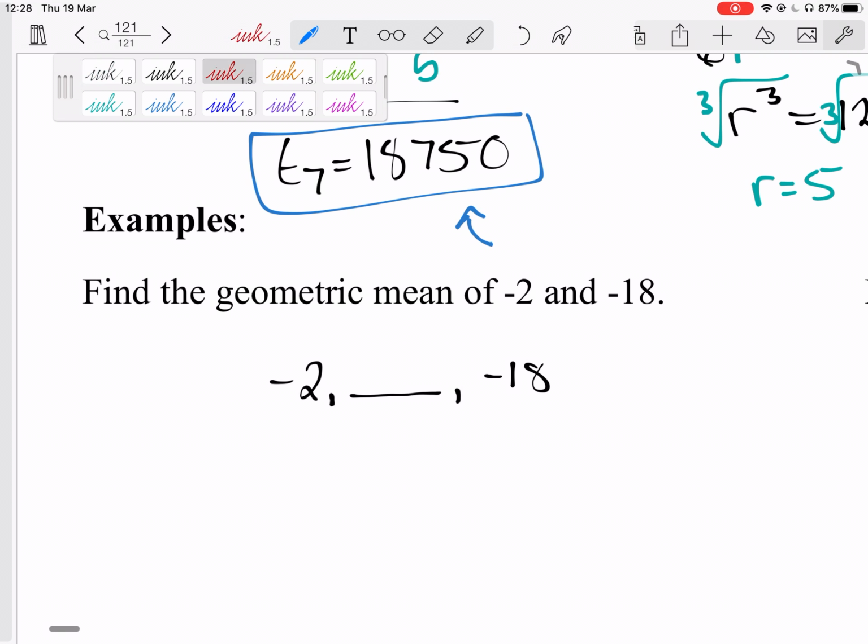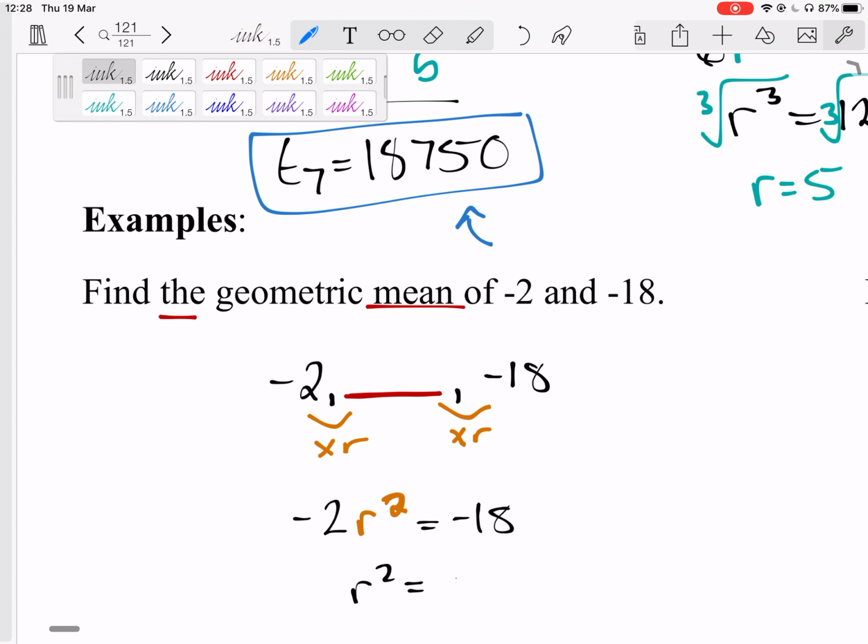All right, so here they want us to find the geometric mean in between -2 and 18, so I've got my one little space there. We can think of it, again, it's geometric, so times r in order to get from -2 to -18. So that means I had r squared to give me -18. When I divide my -2 over, I end up with r squared being equal to +9.